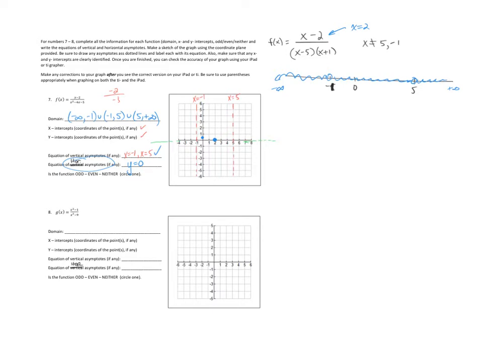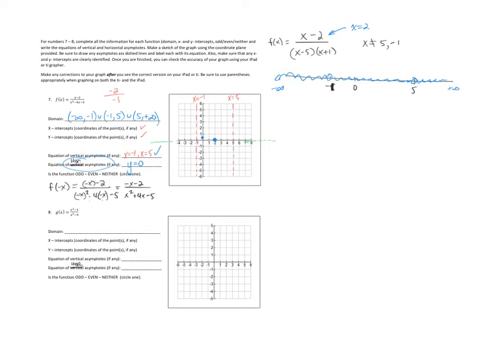So lastly, we'll decide if this function is odd or even, or neither. And so for that, we test to see what f of the opposite of x is. So we would replace all the x's with the opposite of x: minus 2 over the opposite of x squared, minus 4 times the opposite of x, minus 5. And simplify, and we get negative x minus 2, or the opposite of x minus 2, over x squared plus 4x minus 5. We have two negative signs there, which makes it a positive.